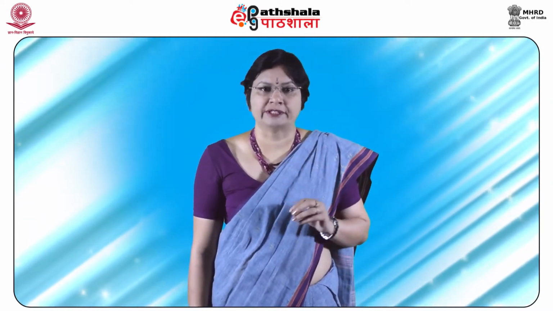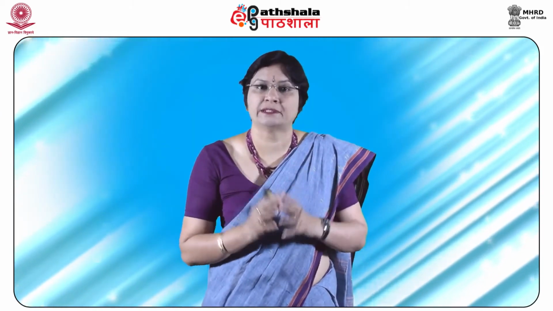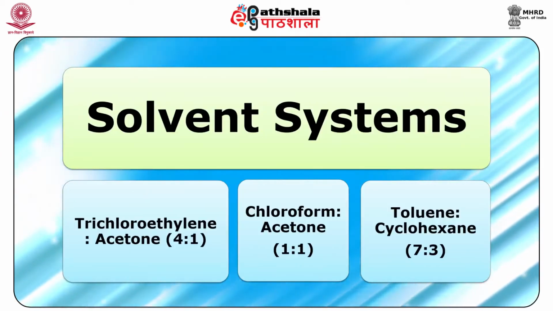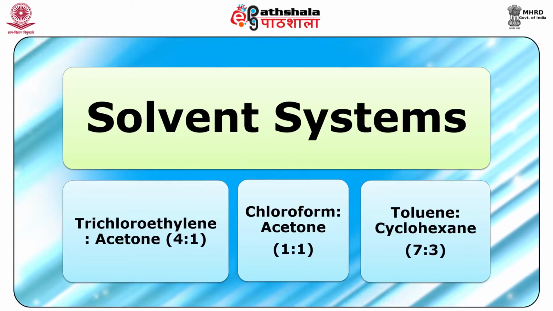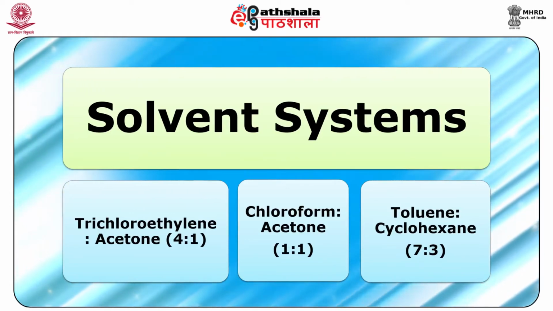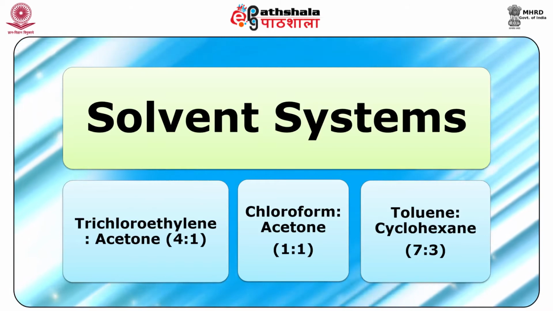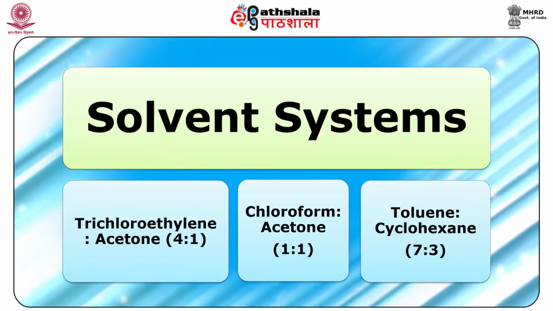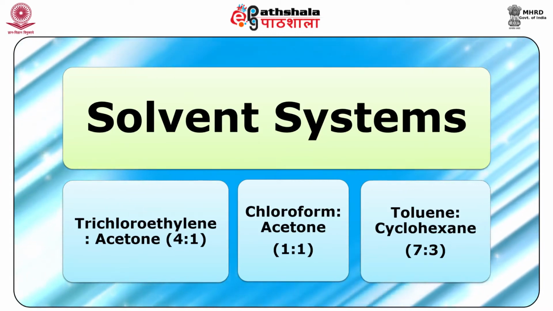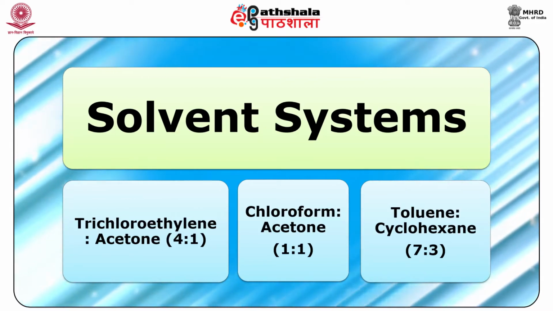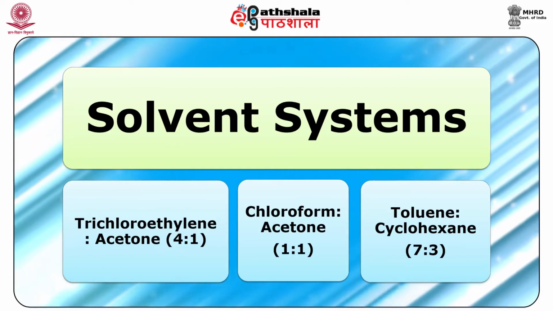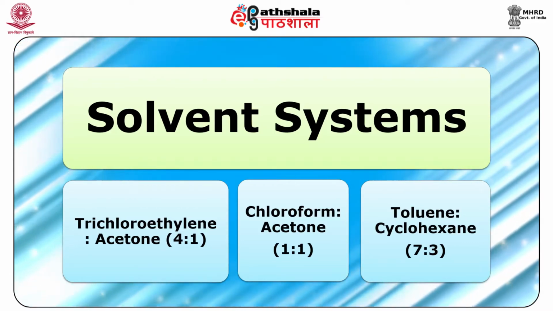If we talk about reference, standards of high explosives will be used as control samples, and several solvent systems such as trichloroethylene with acetone in 4:1 ratio, chloroform to acetone in 1:1 ratio, toluene to cyclohexane in 7:3 ratio, toluene to ethyl acetate in 9:1 ratio. These are the commonly used solvent combinations which are used to develop the chromatograms.